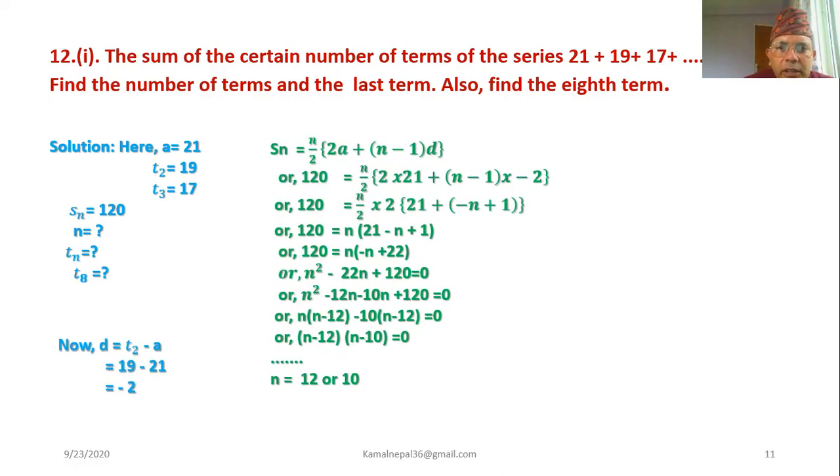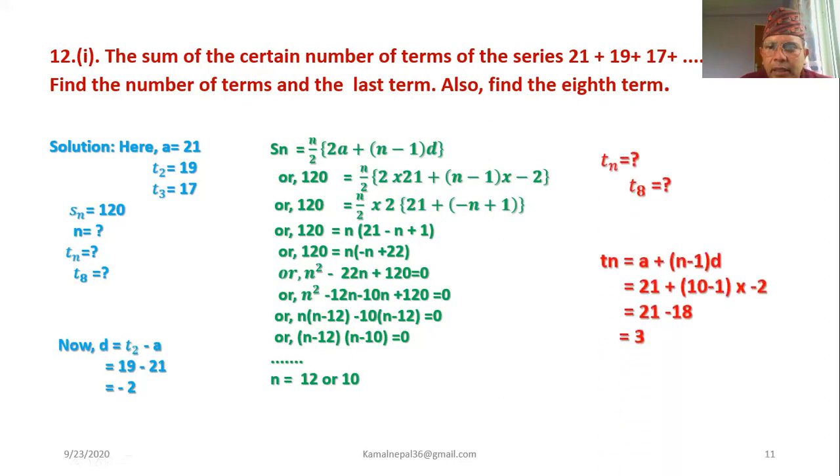Then you get here n square minus 22n plus 120. Then factorize it, you get n minus 12, n minus 10. Then do either or, you get n is equal to 12 and n is equal to 10. After this, substitute the value of n is equal to 12 and n is equal to 10 in your formula Tn, and then you can find out T8 also.